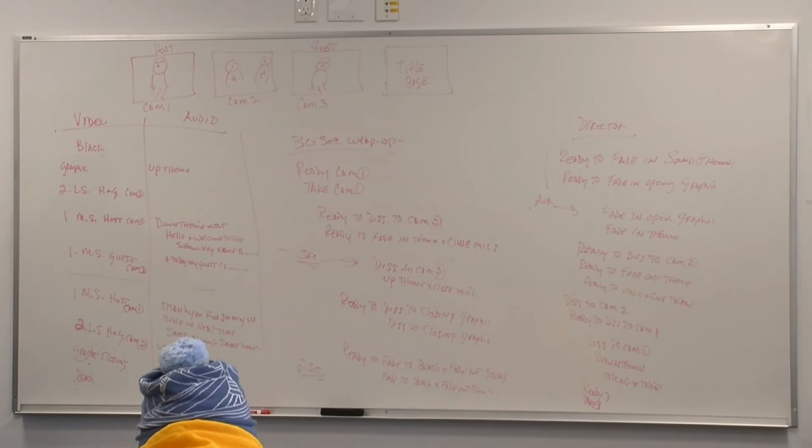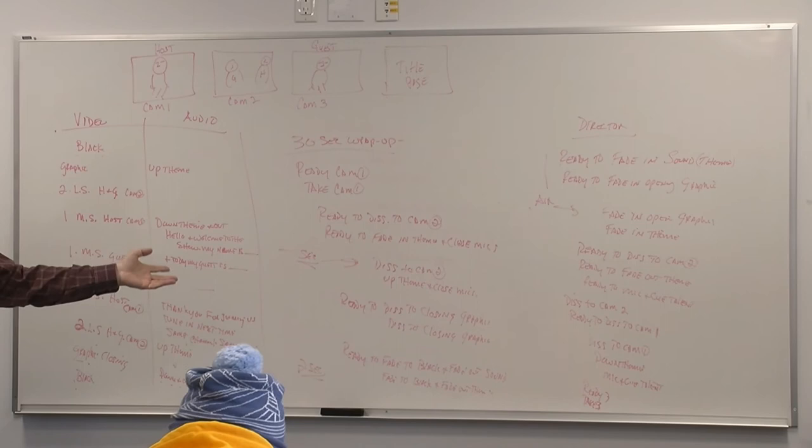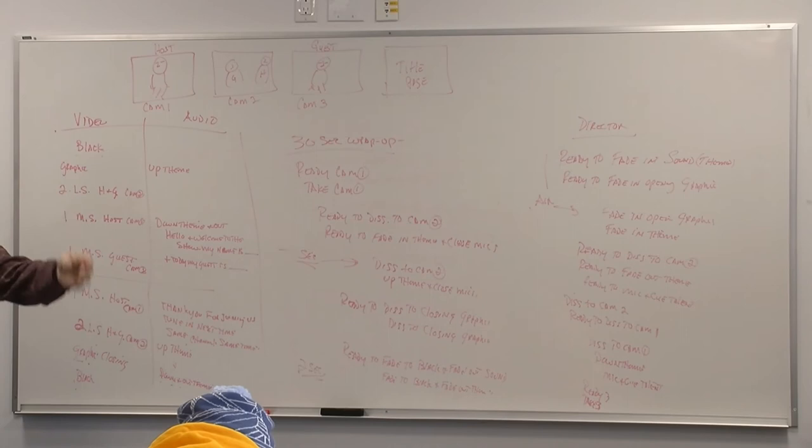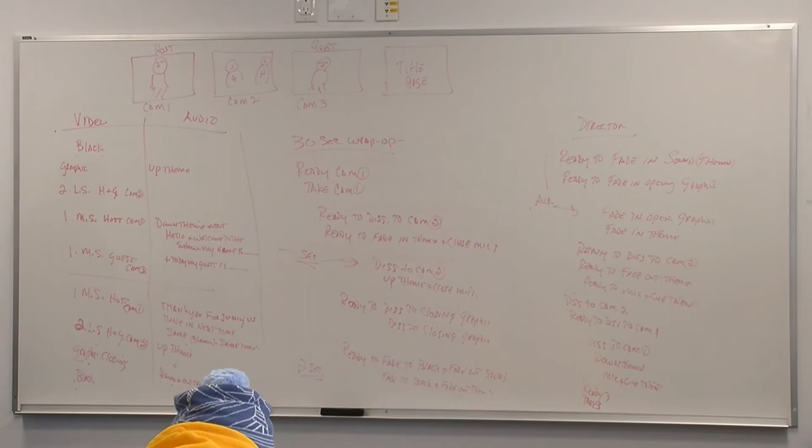And that's why we have the rotation in our studio. Everyone does a job for that show, and then you rotate to a different position. So you have to understand all the jobs that go into putting on a 3 minute and 30 second talk show. All the jobs, from the director, the assistant director, the audio, camera one, camera two, camera three, floor manager, host and guest. You have to understand what it's like to be in front of the camera too.